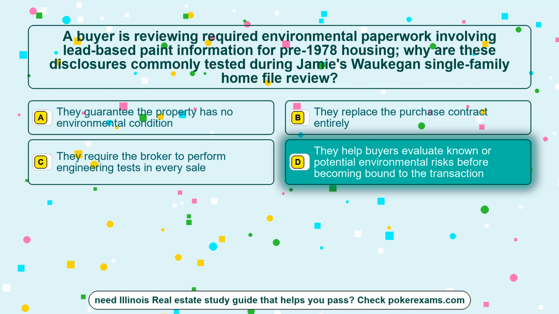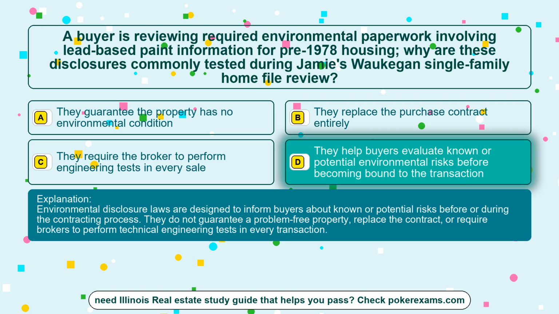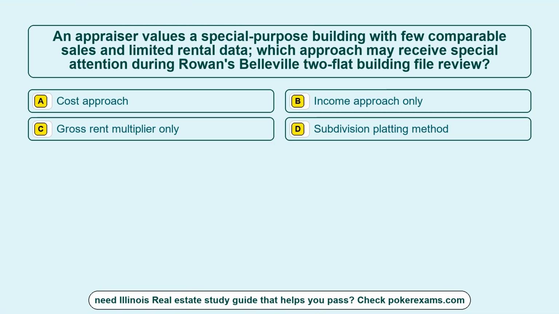The correct answer is option D. They help buyers evaluate known or potential environmental risks before becoming bound to the transaction. Environmental disclosure laws are designed to inform buyers about known or potential risks before or during the contracting process. They do not guarantee a problem-free property, replace the contract, or require brokers to perform technical engineering tests in every transaction.